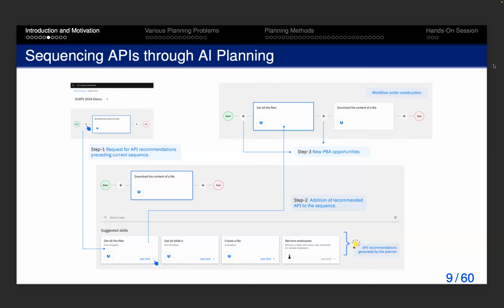So for example, they have already picked a download the content of a file action. And as you notice, this is the UI. By the way, we are going to be demoing this in the demo session. This is a screenshot of an actual product that IBM uses. You see pluses on the left and right. If the user selects the plus on the left, then this window comes up on the UI, which will give them 4 suggestions. And behind the scenes, AI planning is used.